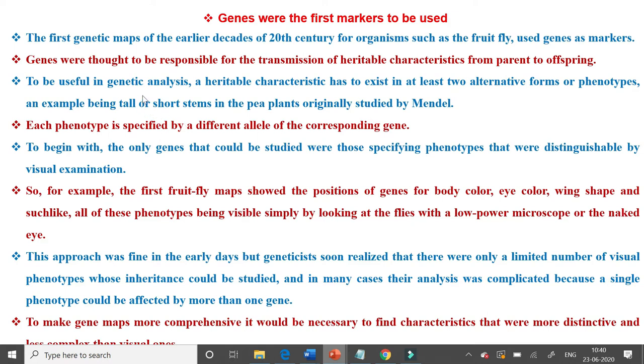To be useful in genetic analysis, it is very important that we have a phenotypic characteristic, a heritable characteristic, that can exist in two alternative forms. That is, we are capable of differentiating phenotypes which are actually dependent upon the genotypes.